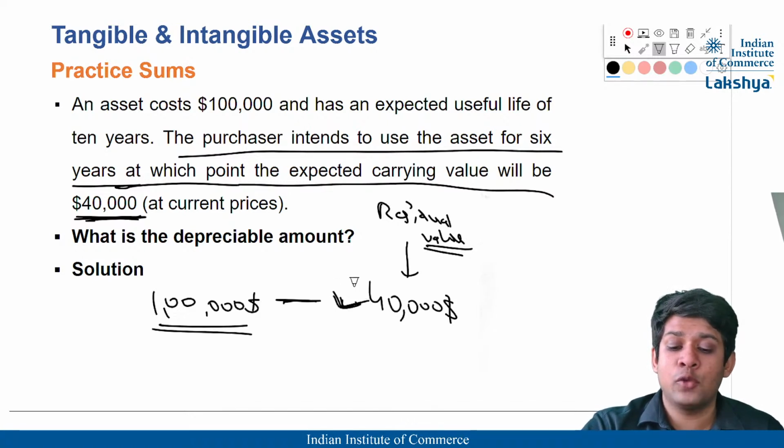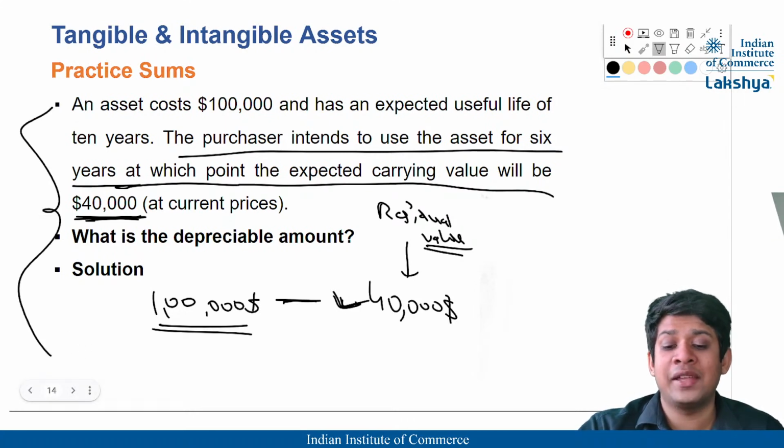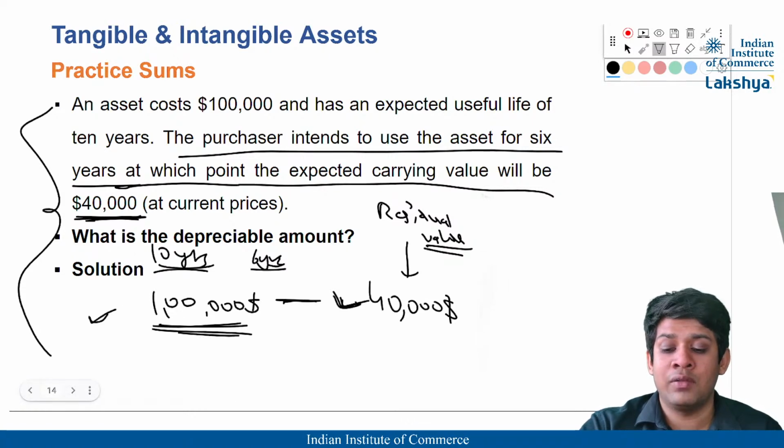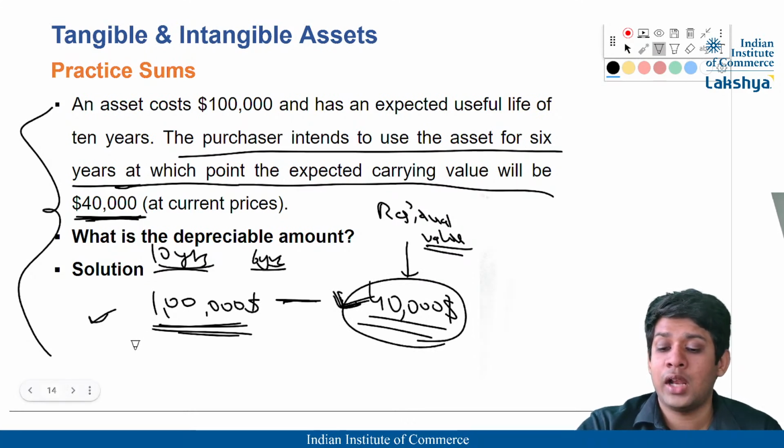Now, this example is too lame and irrelevant, but I'm explaining it because you have to understand everything. Even if we skip it, it doesn't make a huge difference. But since we've started it, I'll explain it. Say the asset has a useful life of 10 years, but I want to use it only for 6 years and then sell it off. So 1 lakh is the total value of the asset, and the carrying value after 6 years would be around 40,000. That means I would sell it at this value after 6 years.